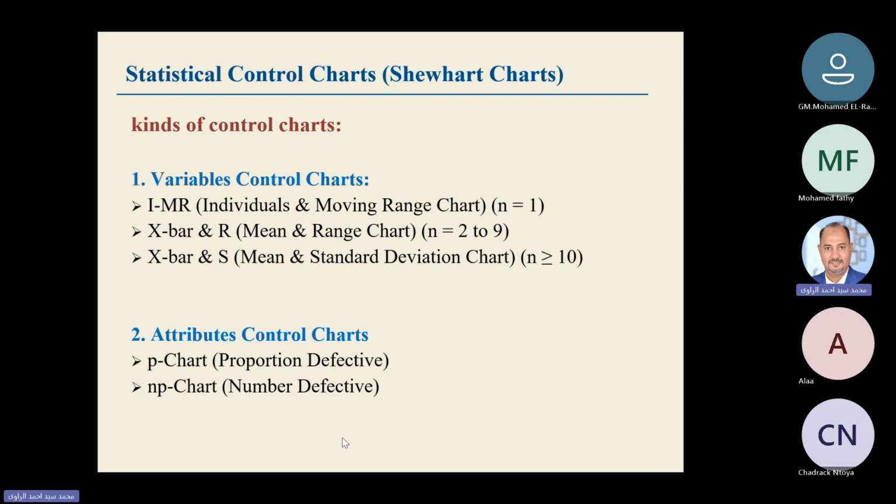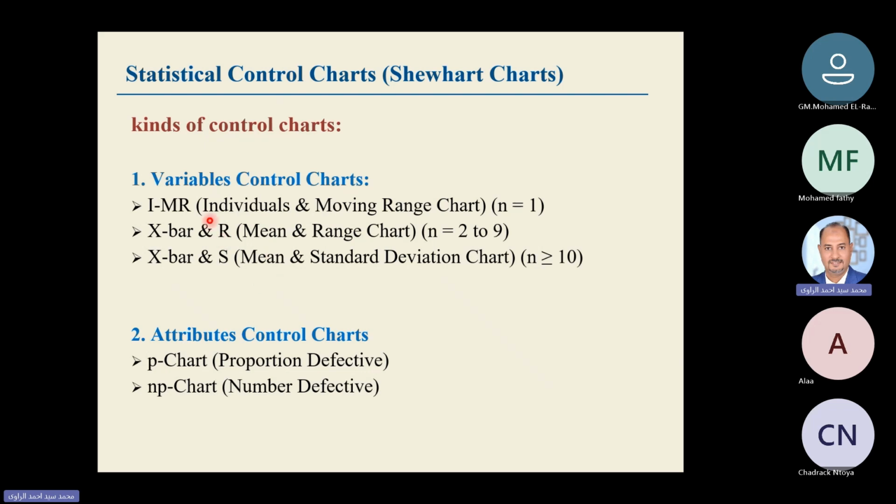We have, of course, kinds of control chart. We have variables control chart and we have attributes control chart. As we said in the beginning of the session, we should determine the kind of our data, if it is variables data or attributes data, because it gives us the information to take the decision which control chart we are using for this data.